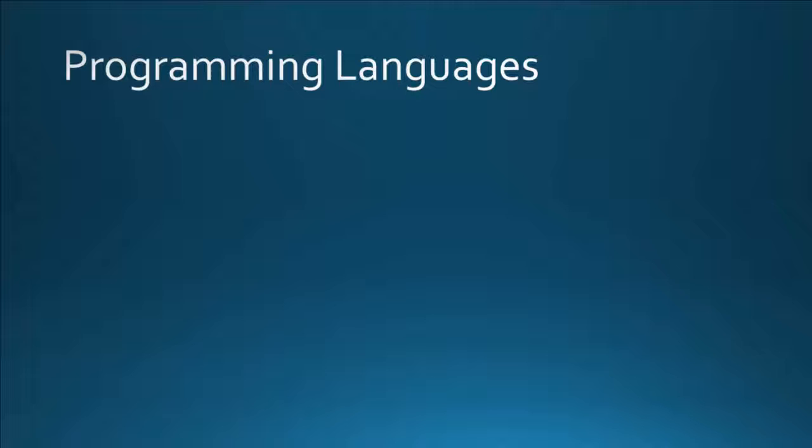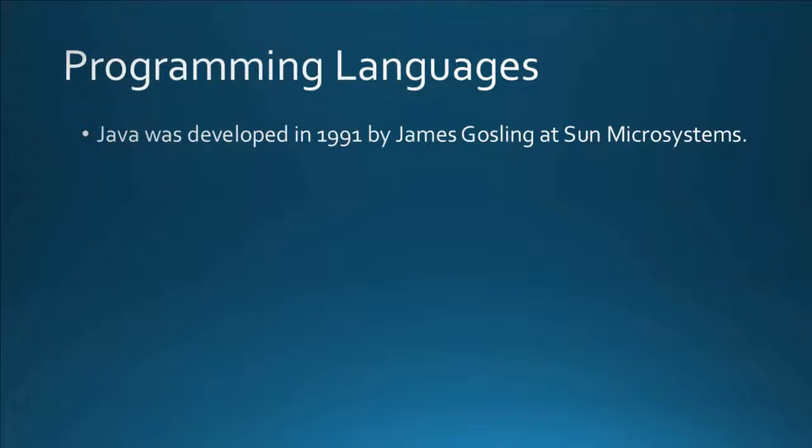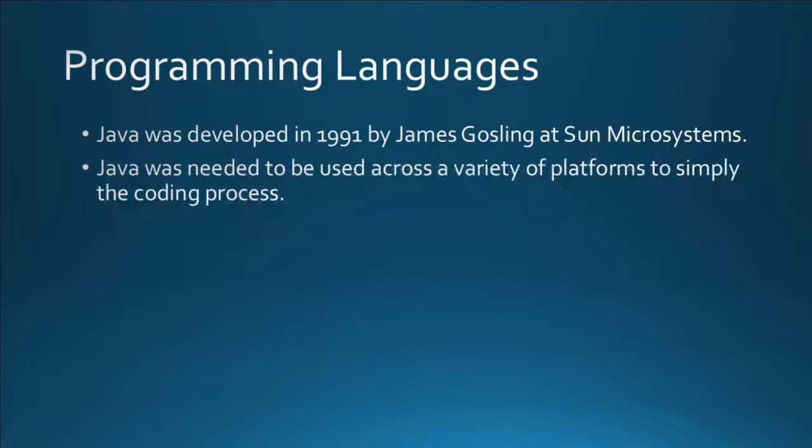Let's talk a little bit more about programming languages. Java itself was first developed back in 1991 by James Gosling and Sun Microsystems. He was kind of the lead guy in charge of the whole thing. Now, the reason why they were developing Java is because they wanted to develop a language that could be used across a variety of platforms in order to simplify the coding process.